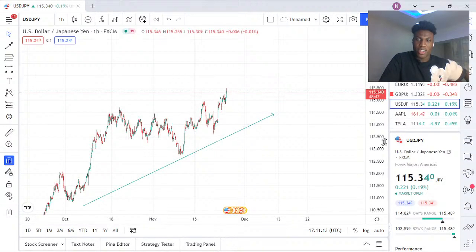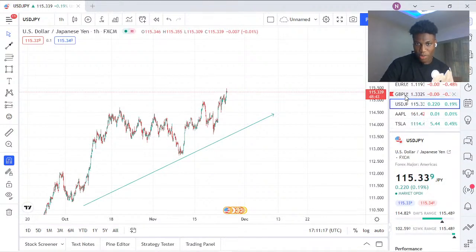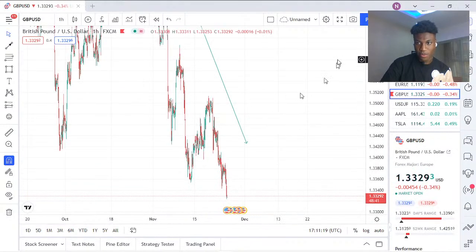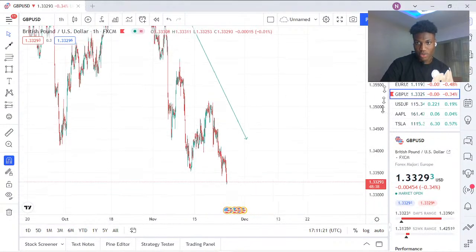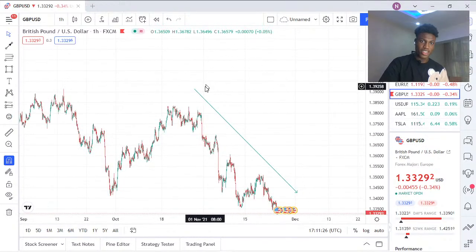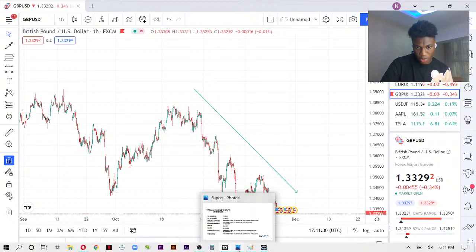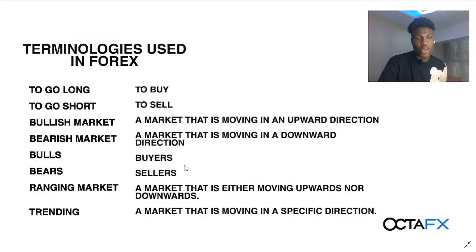And you know how a bear attacks? A bear attacks from up to down. That's the same thing for the bears. That's why the bears are called the sellers. In real life, the bear attacks from upward to downward. So the bulls are called the buyers and the bears are called the sellers.